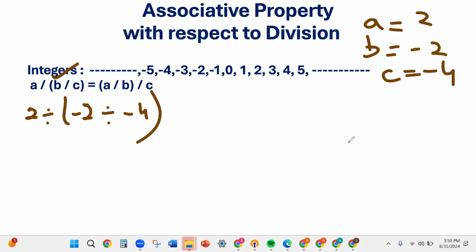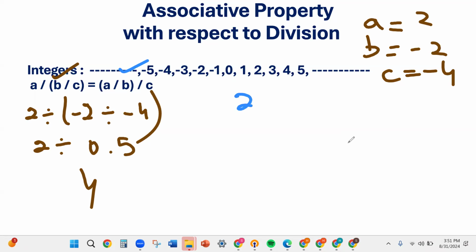Now we are going to solve it. 2 divided by, now minus and minus cancelled, and 2 divided by 4. You have to solve 2 divided by 4, which will give you 0.5. Now you have to solve 2 divided by 0.5. This is 4.